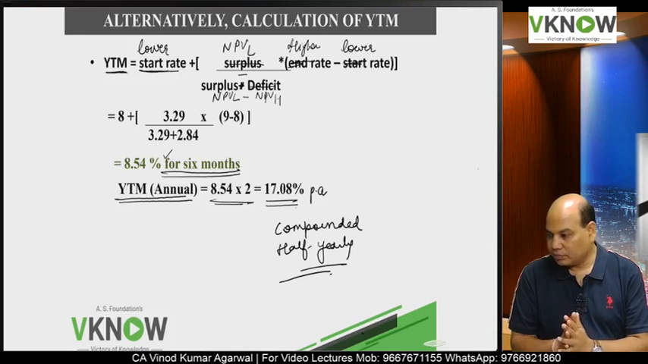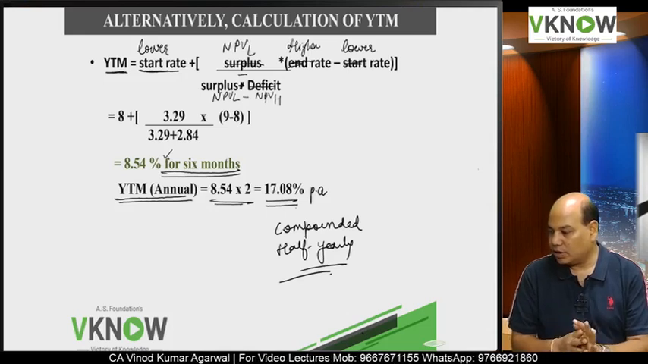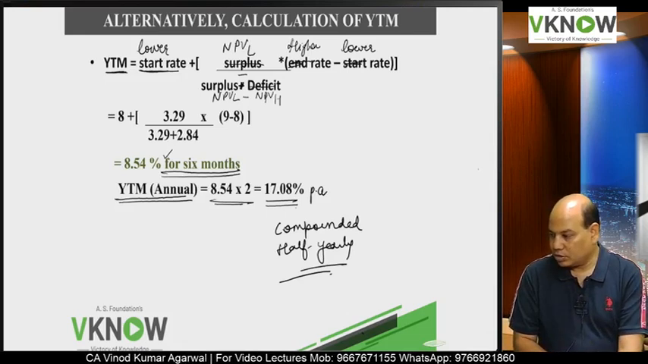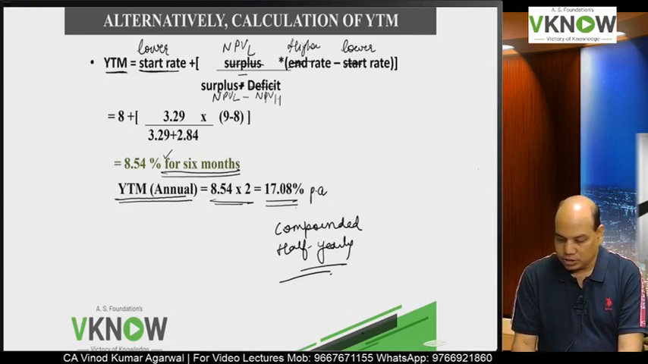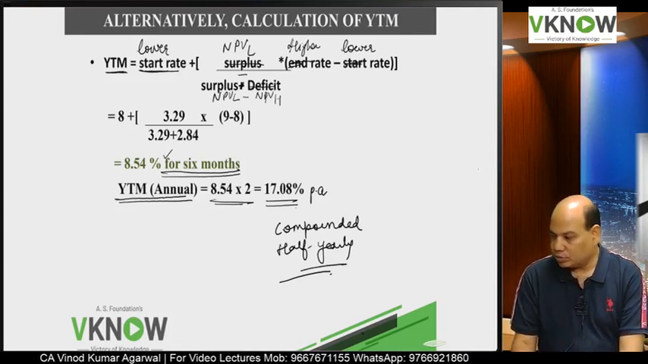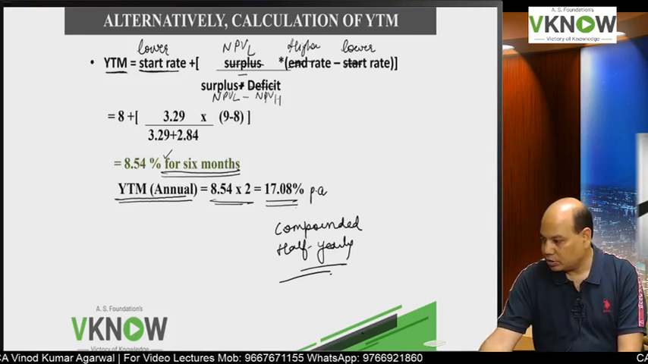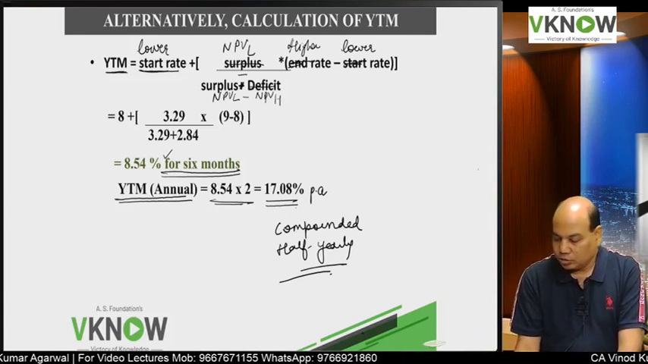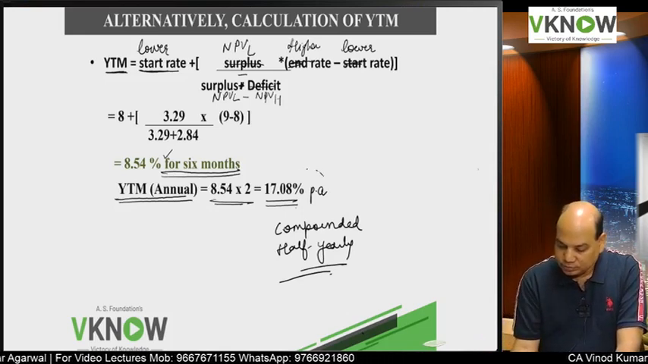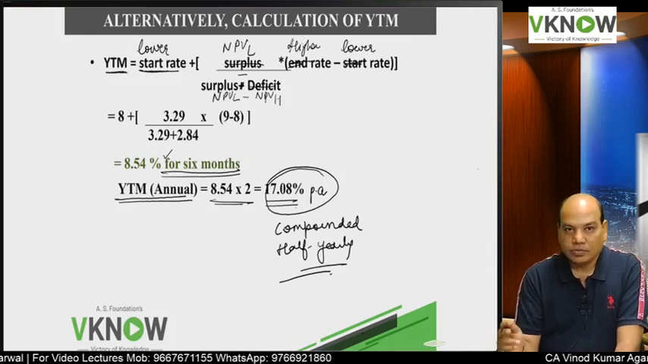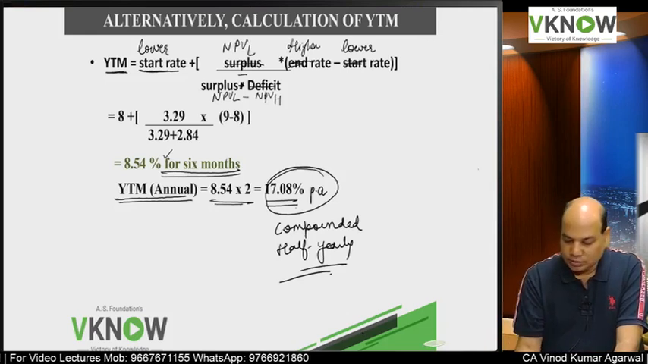earlier method, formula method, the answer was 8.53. Sorry, what was that? 16.84. The earlier answer was 16.84. Right. So this is more accurate. Formula method is less accurate.